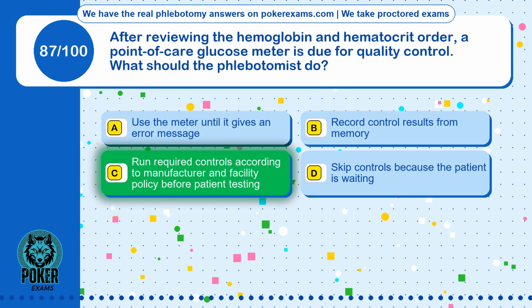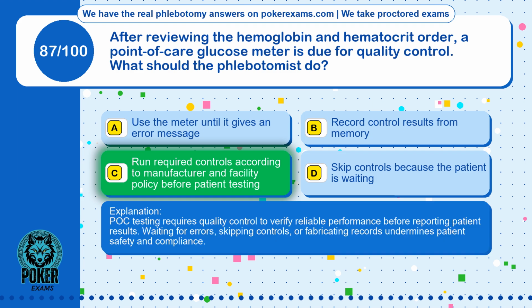The correct answer is option C. Run required controls according to manufacturer and facility policy before patient testing. POC testing requires quality control to verify reliable performance before reporting patient results. Waiting for errors, skipping controls, or fabricating records undermines patient safety and compliance.